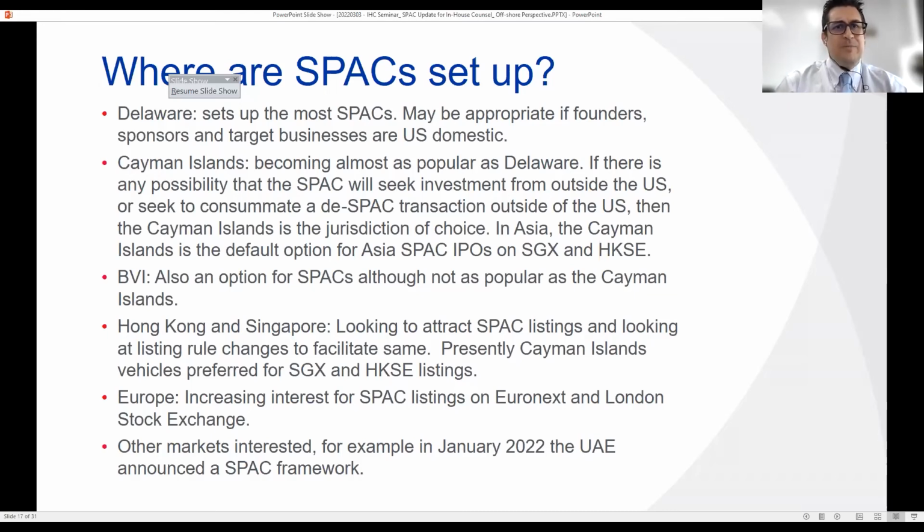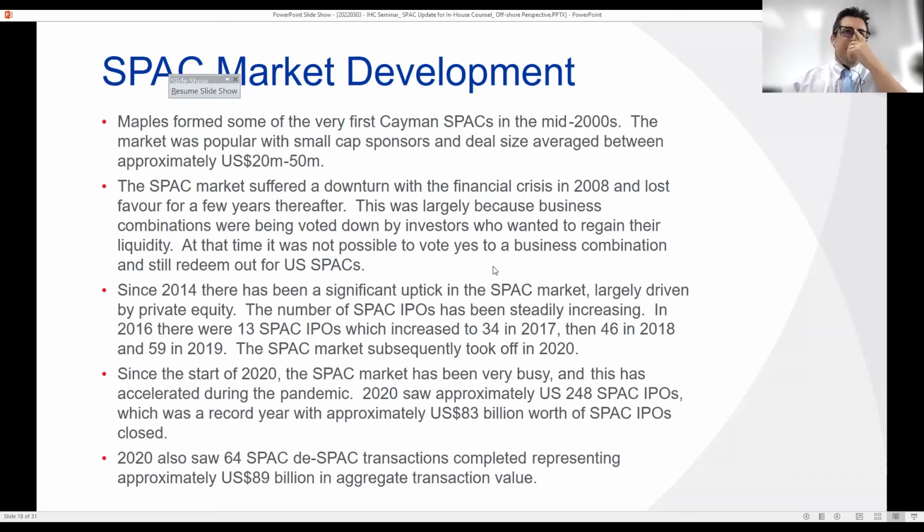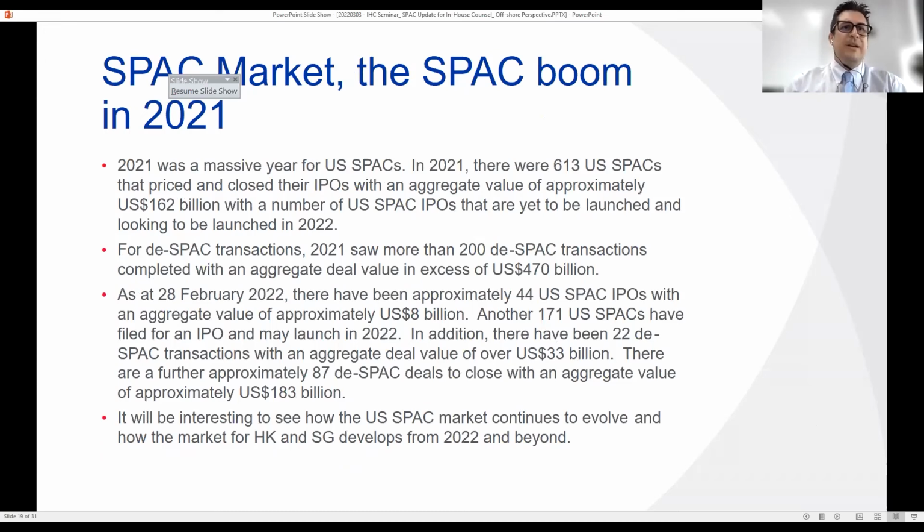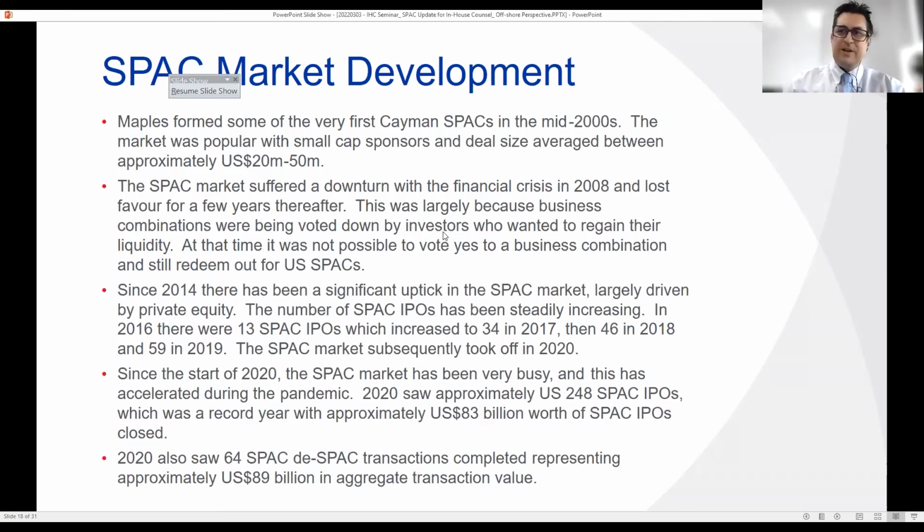In terms of Europe, there's ongoing interest in Euronext listings and London SPAC listings, and again, other markets are interested in implementing SPAC structures. So, in terms of the number of SPACs, I think I missed a slide. I just wanted to take you through the evolution of SPACs.